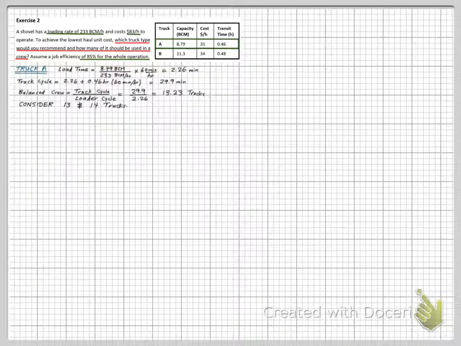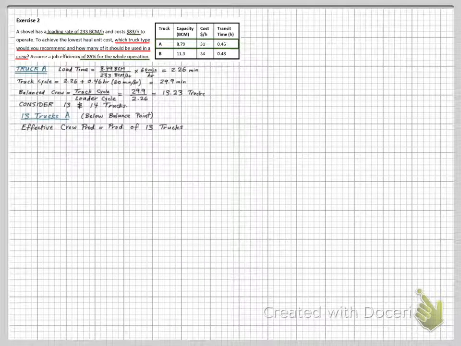To fully evaluate the cost implications, we need to consider both cases of 13 and 14 trucks. The case of 13 trucks represents a crew that's below its balance point, which means that its productivity equals the productivity of 13 trucks. This productivity equals the rate of delivering 13 payloads over the truck cycle time.